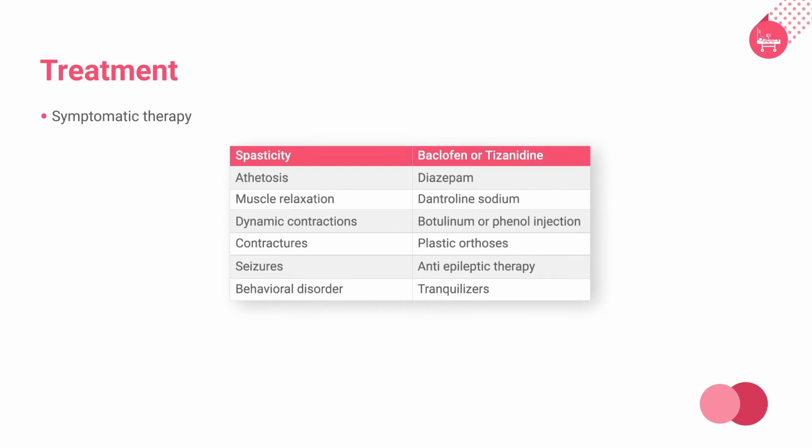Symptomatic treatment should be given to relieve spasms and pains. Spasticity responds to baclofen orally. Tranquilizers and diazepam help in athetosis management. Contractures can be managed with ortho interventions like plastic braces.